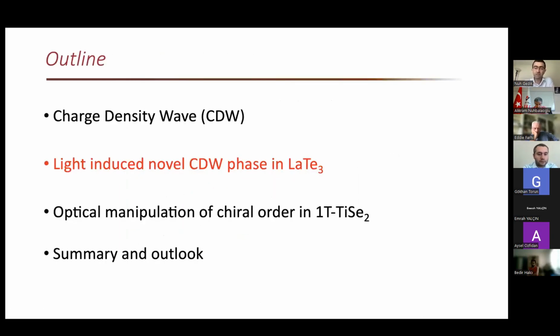So let's jump into our first example. I want to look at this charge density wave, lanthanum tritelluride. And first, I just want to introduce this material to you and tell you what's exciting about this.